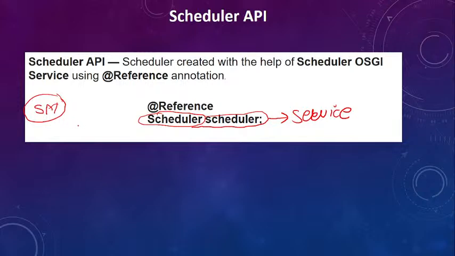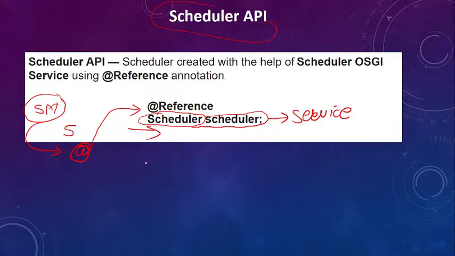Every backend code is nothing but an OSGi service only. So we can say this scheduler is also an OSGi service. And if you want to call, this is my service, and I just want to call another service, for that we have to use one annotation, that is @Reference. Simply, if you want to call any service, then you have to use @Reference.